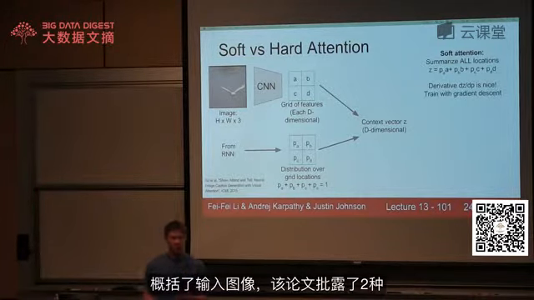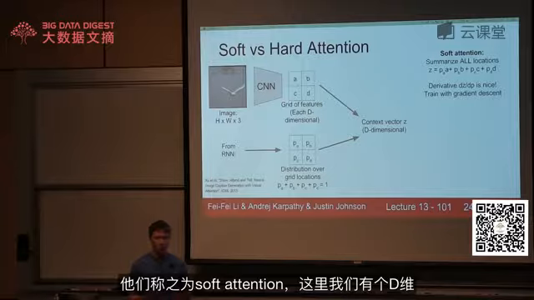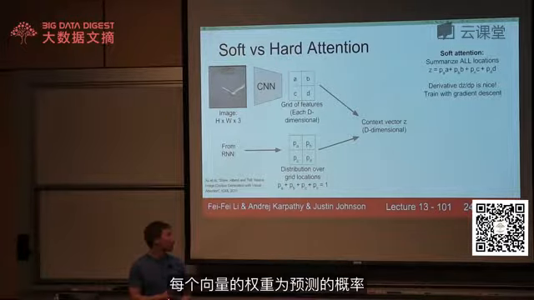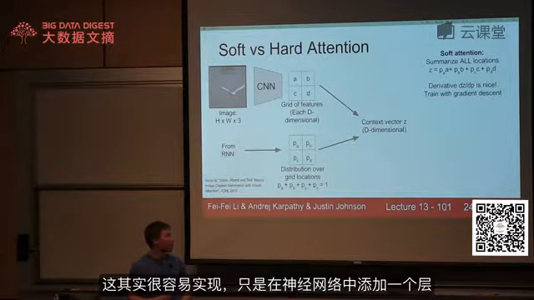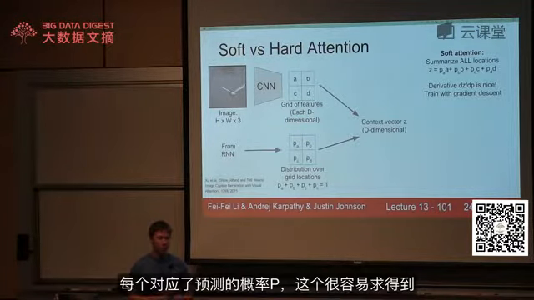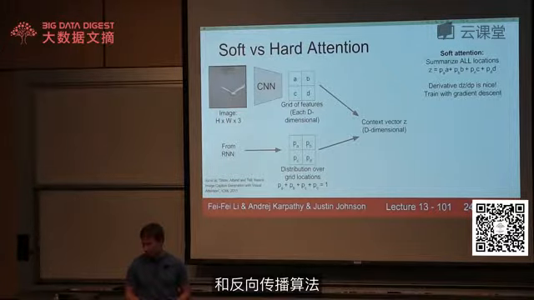And the paper actually explores two different ways of solving this problem. So the easy way is to use what they call soft attention. Here, our d-dimensional vector z will just be a weighted sum of all the elements in the grid, where each vector is just weighted by its predicted probability. This is actually very easy to implement. It's just another layer in a neural network. And the derivative of this context vector with respect to our predicted probabilities p is quite nice and easy to compute. So we can actually train this thing just using normal gradient descent and backpropagation.